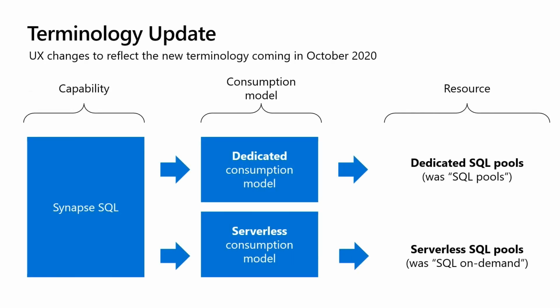Before we get too far, we have an important terminology update to tell you about. We have always described one of the fundamental capabilities of Synapse as Synapse SQL. And we've always said there are two consumption models for it, dedicated and serverless. Previously, the resources we assigned to those different consumption models for dedicated were called SQL pools, and for serverless were called SQL on demand. We're making a change they'll be rolling out in about a month. There are new names for these kinds of resources.